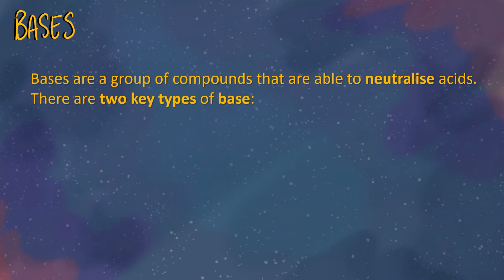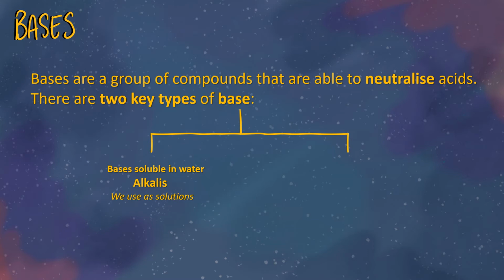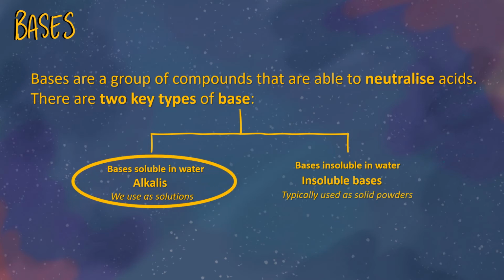There are two types of base. There are bases that are soluble in water, and they are called alkalis, and they are used as solutions. And there are bases that are insoluble in water, and they are called insoluble bases, and they are used as solid powders. Now, the ones we're concentrating on today are alkalis.